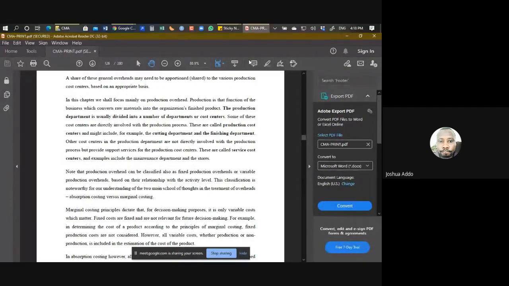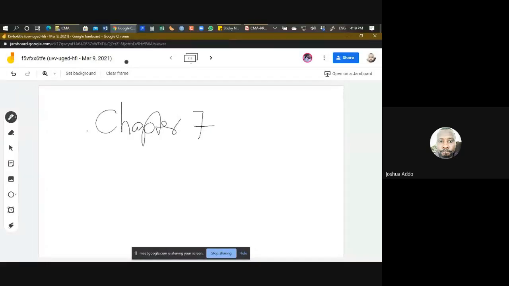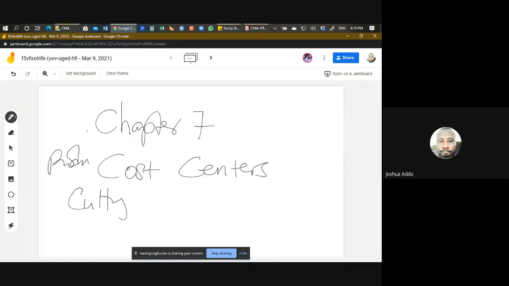So allocation, cost center A, cost center B. So we have cost centers. An example could be cutting. So these are all production cost centers. Cutting department. Apart from cutting department, we might have assembly department. We might even have labeling and finishing department. And this one depends on how the organization is set up.